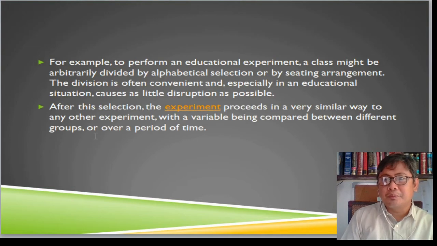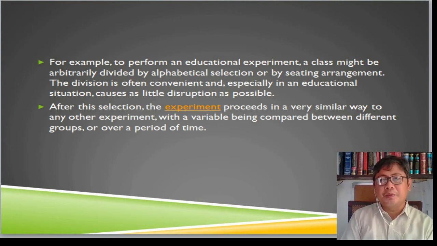So for example, to perform an educational experiment, a class might be arbitrarily divided by alphabetical selection or by seating arrangement. With the word arbitrarily, it means that the researcher is unrestrained and autocratic in the use of authority in selecting his sample. So he uses judgmental sampling in this situation. The division is often convenient for the researcher, especially in an educational situation, which causes as little disruption as possible.